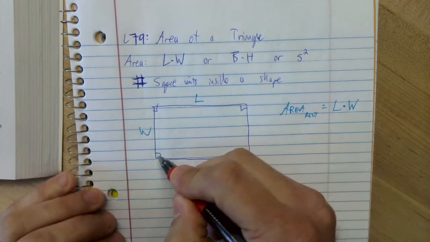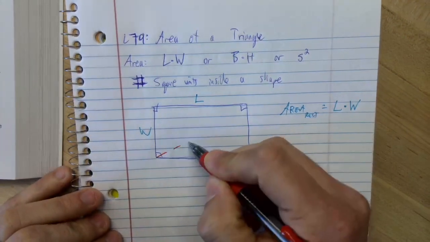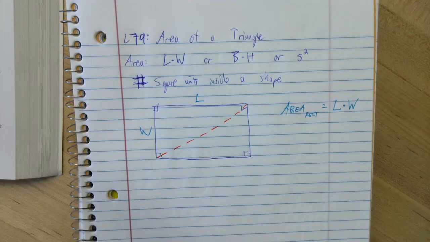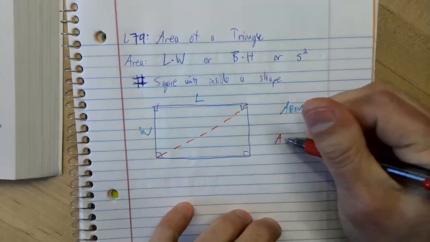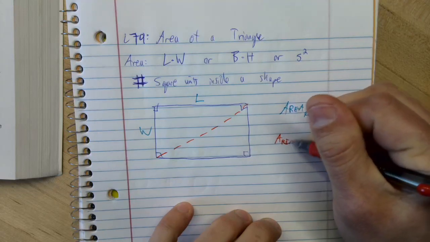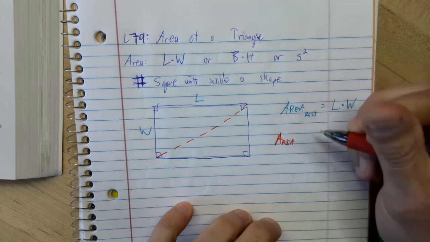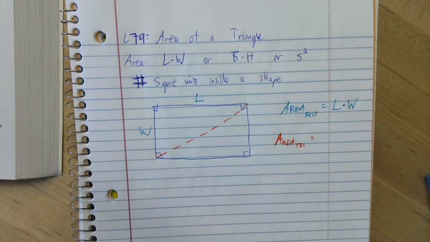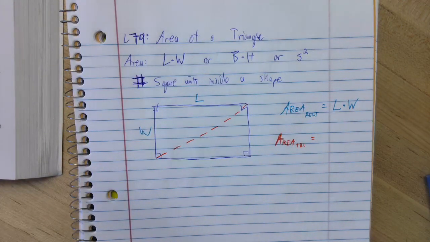So, what does this diagonal dotted line do to the shape? It turns it into a triangle. What does it do to the area of the rectangle? It cuts it in half.